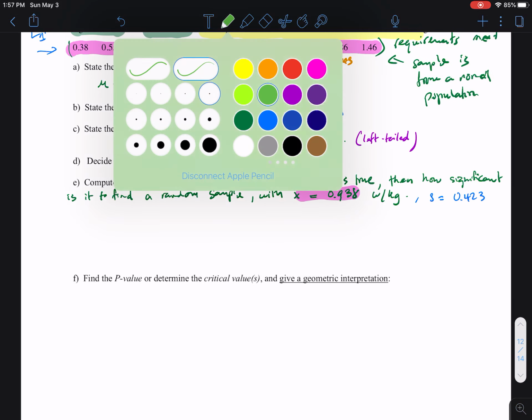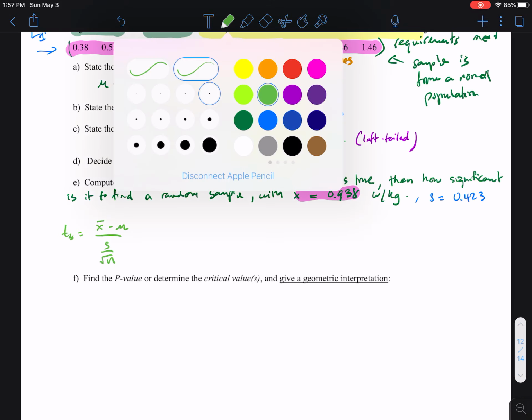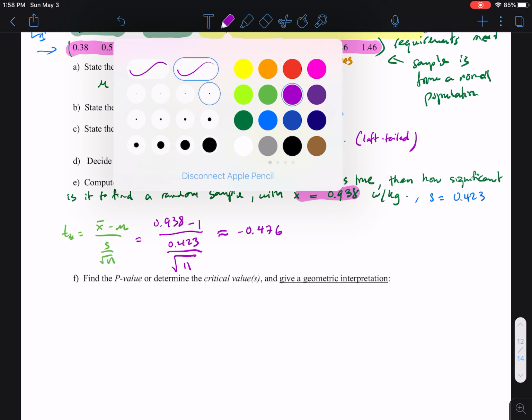Okay, let's see the test statistic formula. Let's call this T star. It's going to be x bar minus mu over s over square root of n. And remember, mu is the claim value. x bar we found from the data, that's 0.938. Mu is the claim value of 1.0. S is the sample standard deviation. N is the sample size, which in this case is 11. If we plug that into a formula or calculator and do the math right, it's going to be negative 0.476.